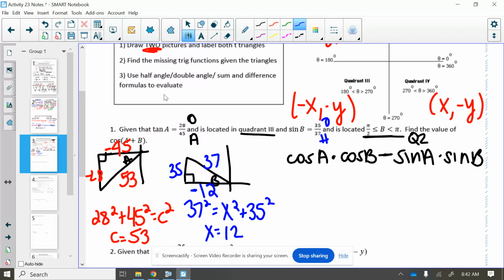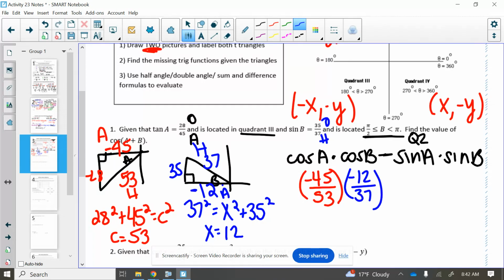So my cosine for triangle A is going to be my adjacent leg over my hypotenuse. So that's going to be negative 45 over 53. Cosine for triangle B, adjacent over hypotenuse, x over your r value, is going to be negative 12 over 37. And then sine is opposite, so negative 28 over the hypotenuse. And then the sine for the second one, opposite over hypotenuse.